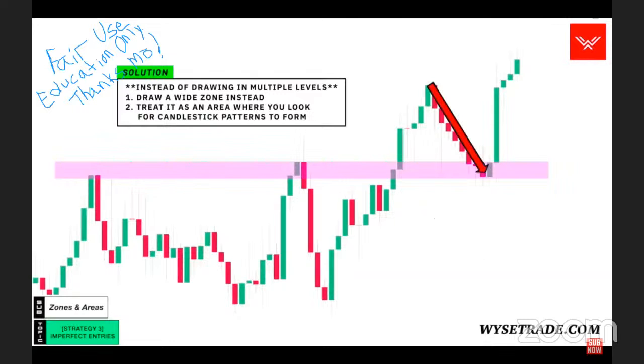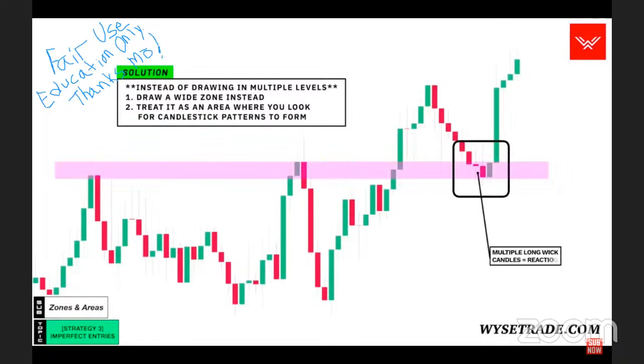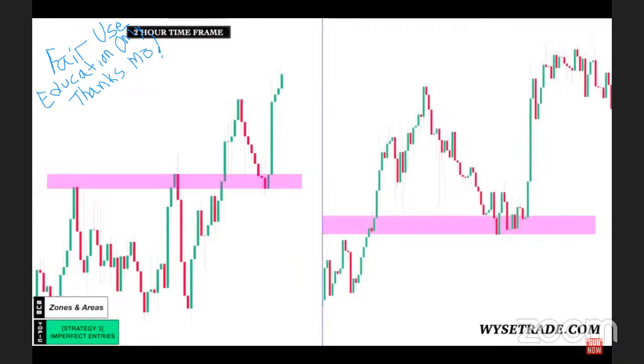So as price came into this area, here's what you had. Multiple long wick candles reacting to the area, and then a candle color change. So let's pull up a lower time frame, specifically the 30-minute time frame, and put it beside this one. On the left is the 2-hour time frame we just looked at, and on the right is the 30-minute time frame of the same asset.